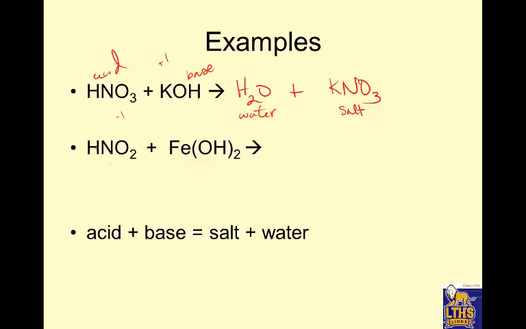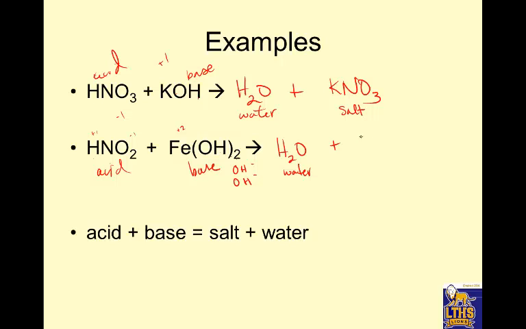Acid, base. The H goes with the OH and you get water, and then you get salt, so we have Fe and NO2. Now I know Fe is a plus 2 charge because two hydroxides went with it. It was OH and OH, they each have a negative charge, so Fe must have been a plus 2. Nitrite has a negative 1 charge because it's with the plus 1 H.